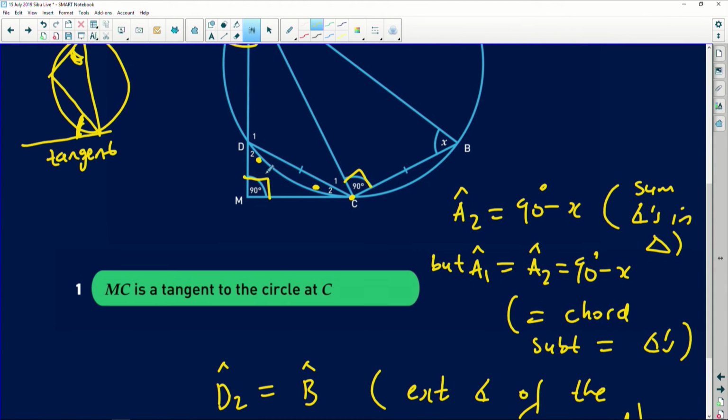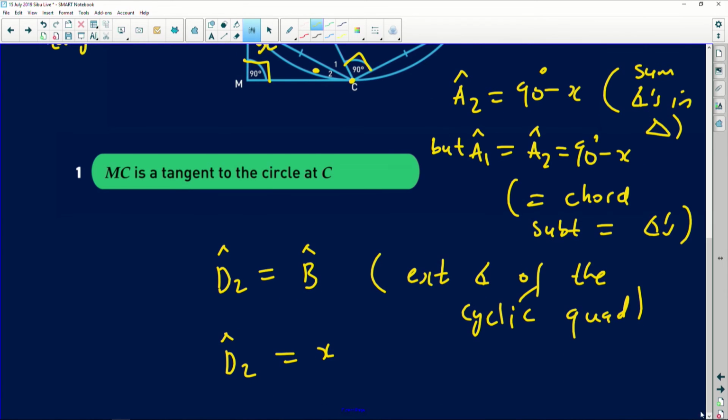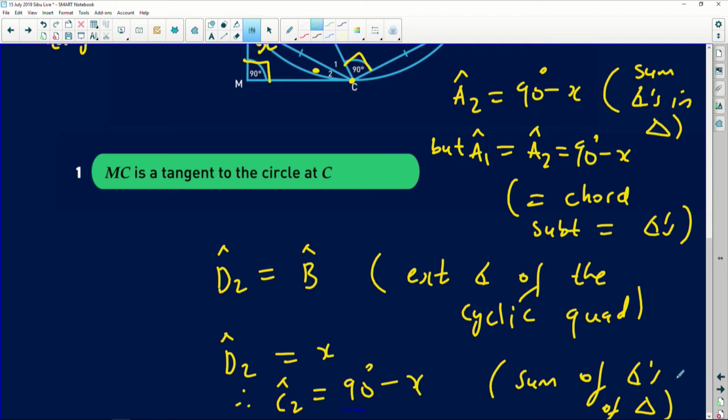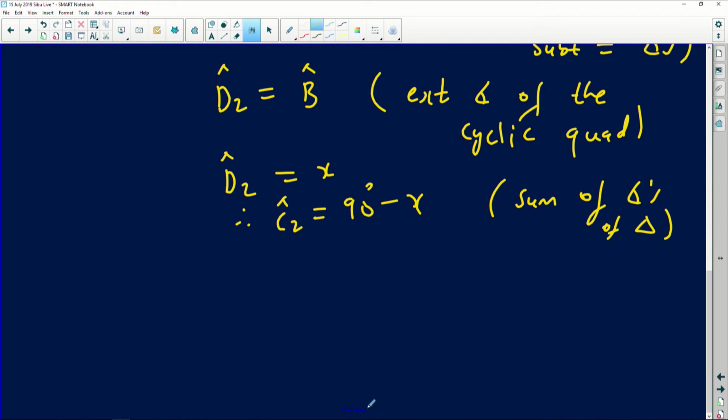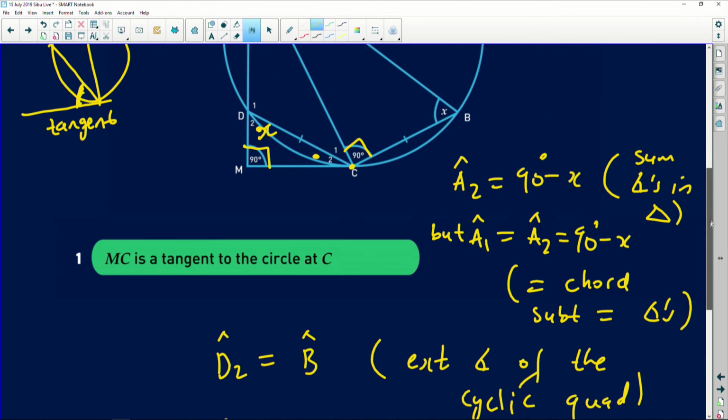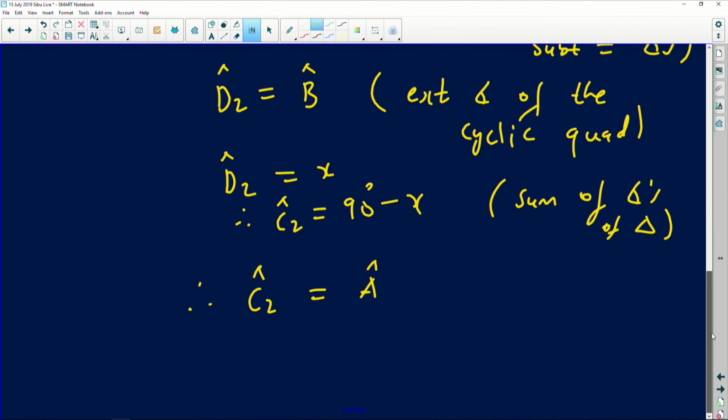Let's put that X on the sketch. So this angle is also equal to X. Therefore, we can conclude that angle C2 will be 90 degrees minus X. This is because the sum of angles in a triangle will always add up to 180. Now that means that angle C2 is equal to that angle A at the top there, which is angle A1.